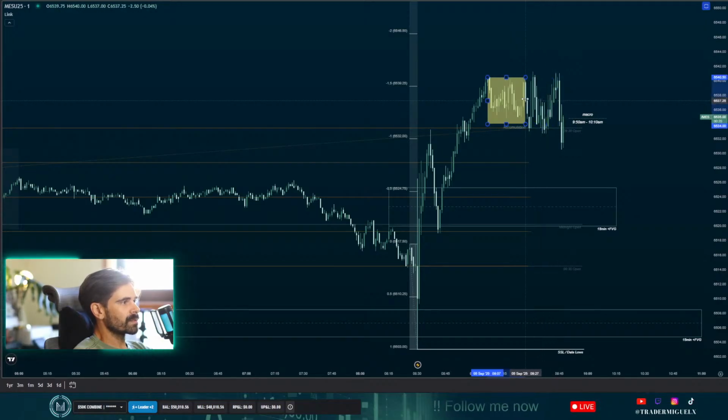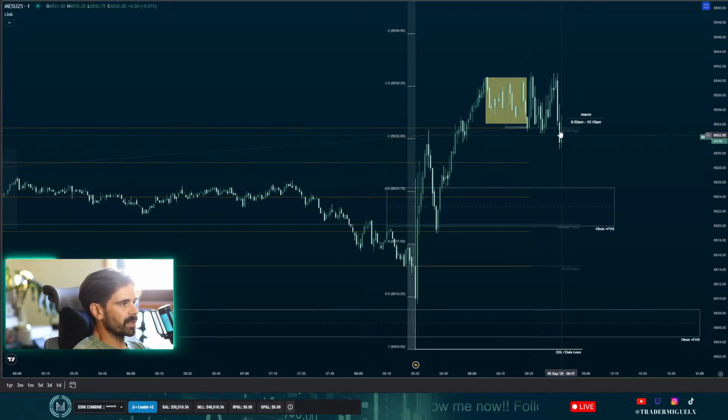So accumulation is starting to get broken here with this leg to the downside. Let's see if this is really some sort of distribution to the downside, or if this is just a manipulation lower to entice some shorts and eventually heading higher. 930 acting as resistance right now. We still have midnight open here.